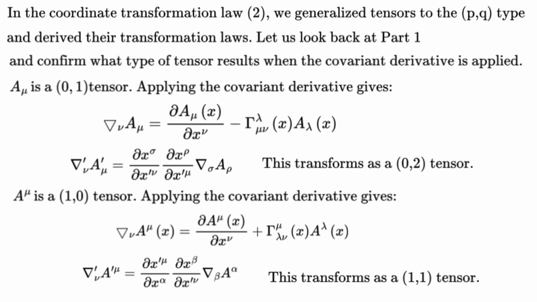A, mu is a 0,1 tensor. Applying the covariant derivative gives. This transforms as a 0,2 tensor. A, mu is a 1,0 tensor. Applying the covariant derivative gives. This transforms as a 1,1 tensor.